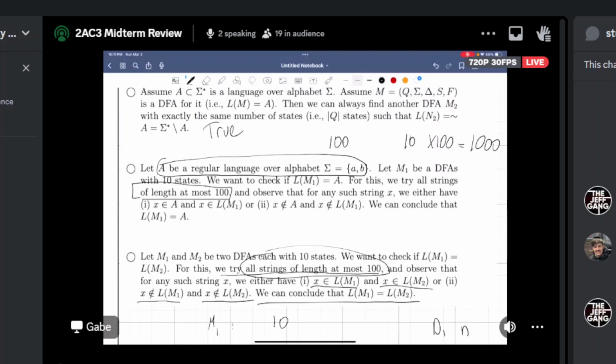Which means we cannot conclude. We would have had to try all the strings up to length 1,000 to conclude that. I hope that was clear.